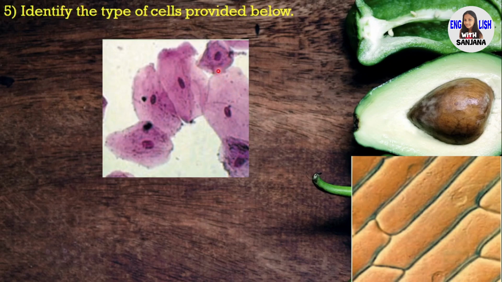Question number 5. As you can see here, this is a picture of some cells. Sometimes at the exam, you must be able to identify the type of cells provided in the exam paper.